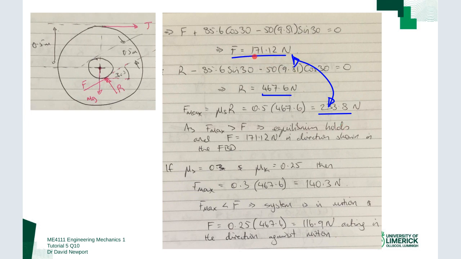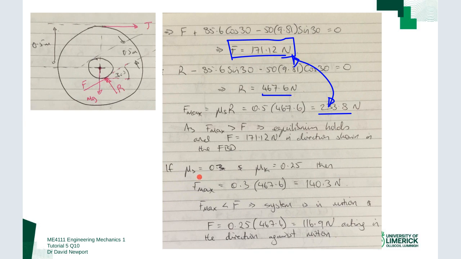So then I compare these two. And I can see that the value of friction required to hold this in place, this force here, needs to be 171 newtons. And the maximum force that can be produced there is 234 newtons. So therefore, equilibrium holds. My assumption of equilibrium is correct. And the value of friction is the value that is required. So it is this value, and it is acting in the direction as shown in the free body diagram.